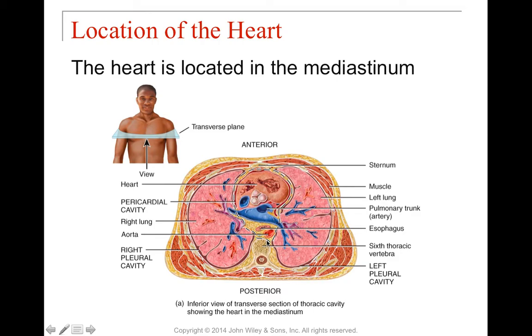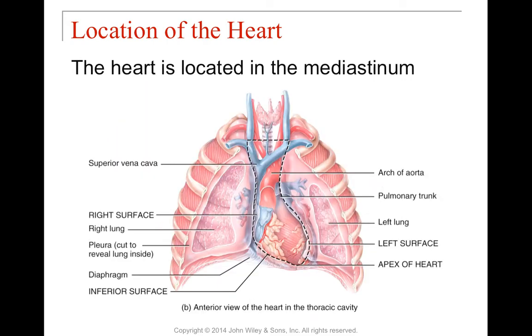Some major structures we should be looking at here. Here's the aorta of the heart. We also have the pulmonary trunk, which is going to be headed out towards the lungs, right? And again, that pericardial cavity. And we'll look more specifically at the overview of the heart as we go forward. So this is what we're looking at if we're looking directly into the mediastinum.